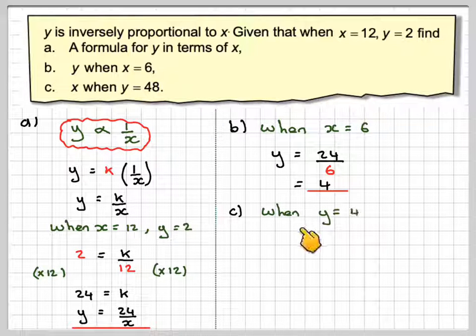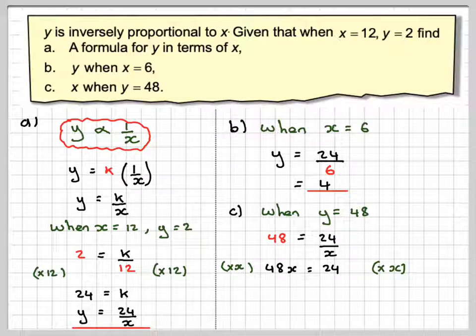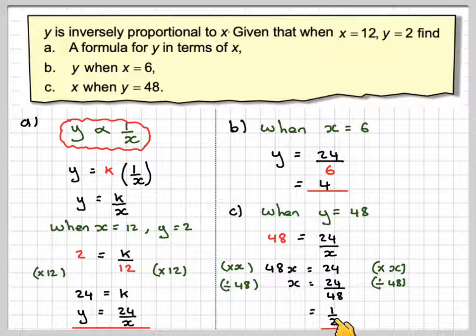And then B, when y is equal to 48, going back to my formula, I can say that 48 is 24 over x. Now this one causes a little bit of confusion because x is in the denominator, but if you multiply both sides by x, you get 48x is equal to 24, and then divide by 48, you're going to get that x is equal to 24 over 48. Notice all you need to do is swap the position of them. 24 over 48 simplified is going to give me a value of x is equal to a half.